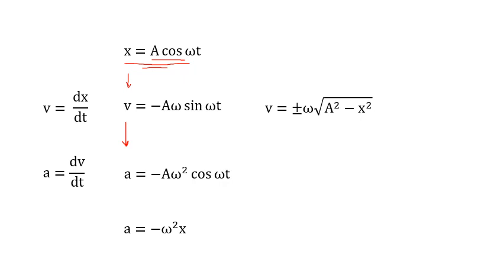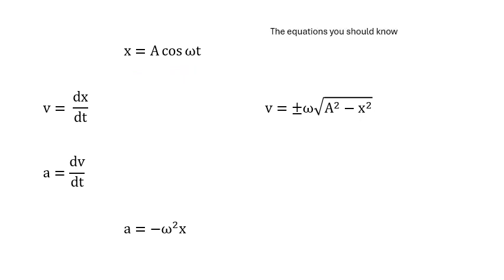A few other things to mention here. Now, those are the equations that you need to know. Those are the ones that you definitely should make an effort to learn. Those are the ones on the formula sheet. They are the equations you need to know. Not the v is minus A omega sine omega t. You don't need to know that. You do need to know that v is a sine function. Yeah.